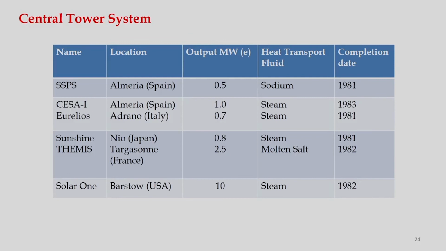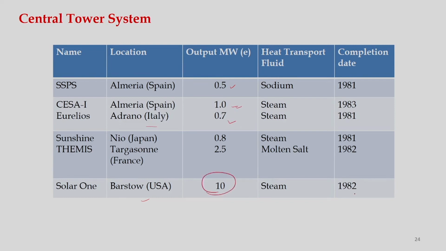So, there are different plants which are already in operation. As you can see, this location is in Spain, there are 2, Italy 1, Japan 1 and France, and then USA is Bristol, which is one of the largest central power tower systems. So, output power, you can say this is 0.5 megawatt, and Spain we have 1 megawatt, then Italy it is 0.7 megawatt, and the largest one is at USA.